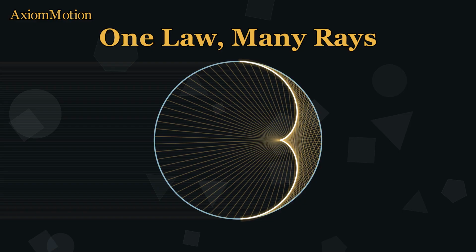bright curve appears. Mathematicians call this curve the envelope of the family, the one curve that is tangent to every single ray. Slide along it, and at every point, exactly one reflected ray brushes the curve, matching its direction exactly.